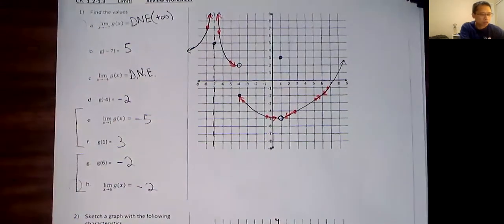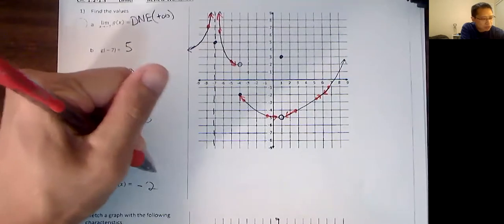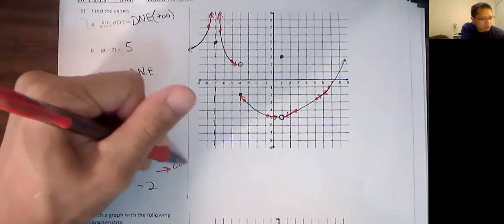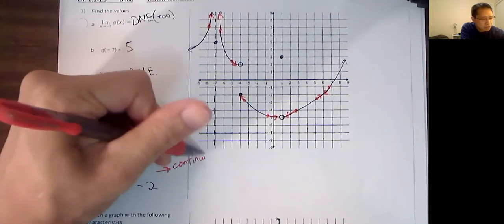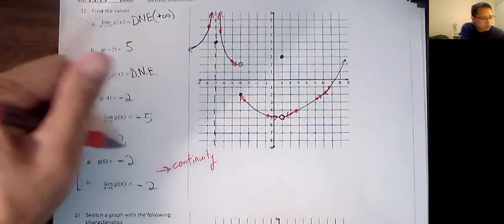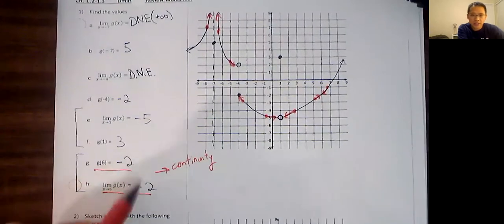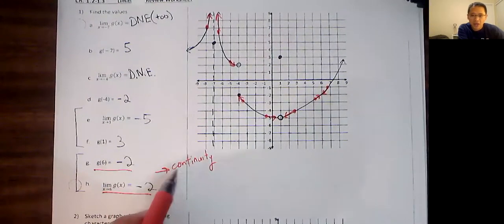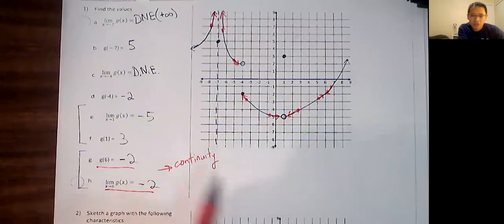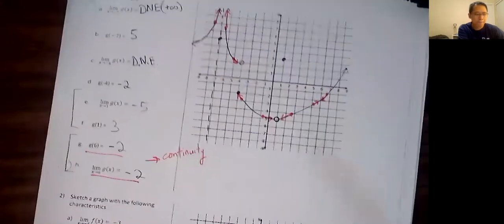Next section, we're going to talk about this concept of continuity, and just a little bit of a preview. Ordered pair and limit, if they give you the same y value, that's an indication that we have a graph that is continuous, no breaks, no holes, no gaps. Okay.